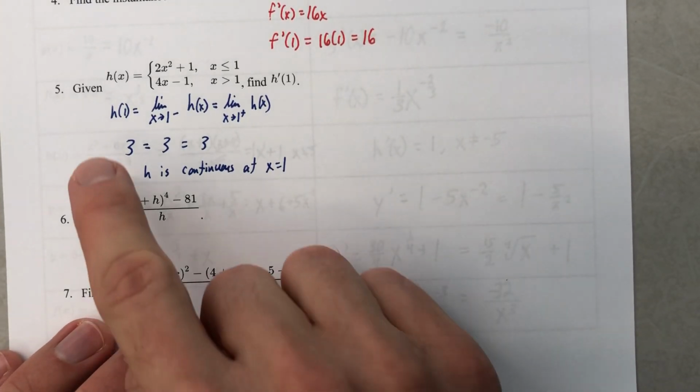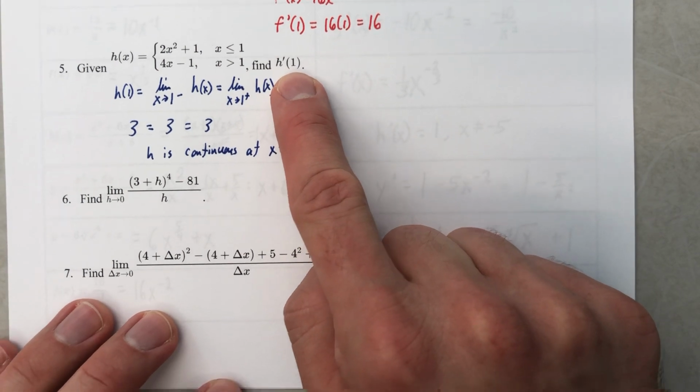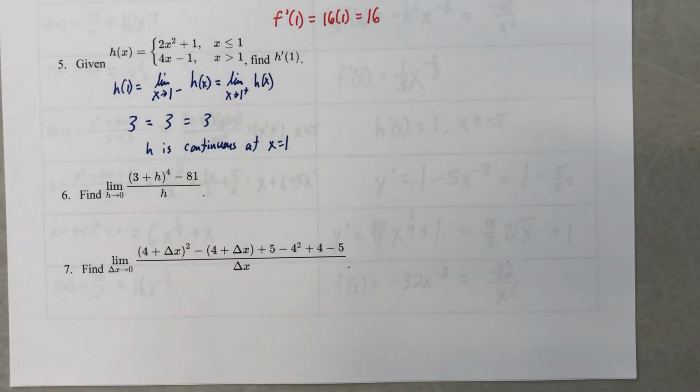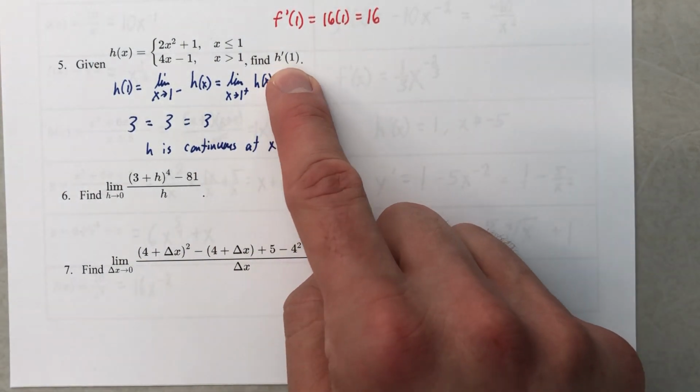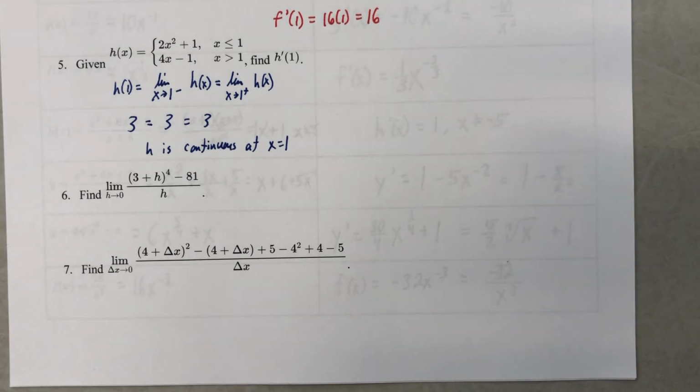Well, let's look at number 5. Given h is this piecewise function, find the derivative of h at 1. And I've actually already worked this out to determine continuity. If we want to find differentiability, determine the derivative at a point specifically, we need to make sure we have continuity, and we do. And here's what I had worked out previously.